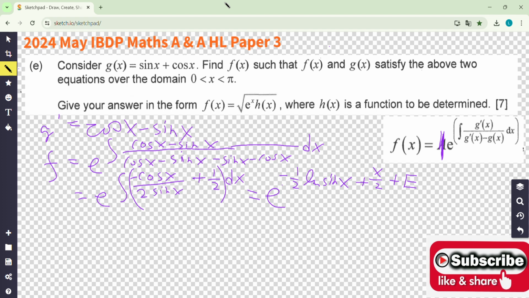What we need to do is take out all of this. It is just exponential log sine, right? It becomes sine, so it is sine x to the negative half index, and then exponential x over 2, and then another constant. We call it f, exponential e is f, a positive constant. And then the square root.